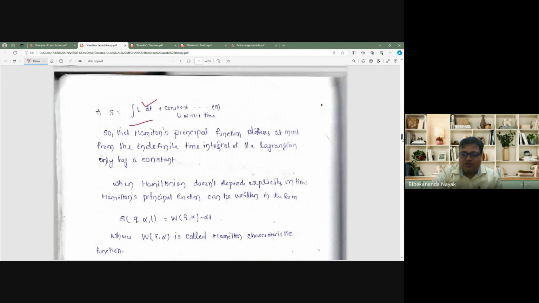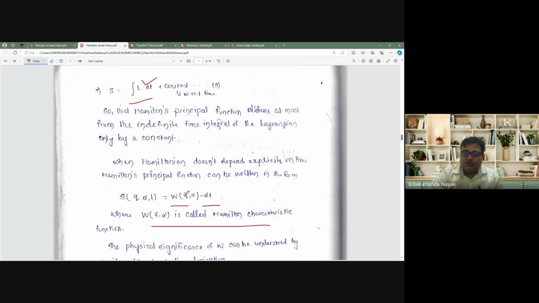When the Hamiltonian does not explicitly depend on time, this S, which is a function of q, alpha and t, can be separated in variables. You can write W(q, alpha) minus alpha t. When the Hamiltonian does not depend on time, we can separate the time term, and this W(q) is called Hamilton's characteristic function. So S is Hamilton's principal function and W is Hamilton's characteristic function. S is equal to W minus alpha t.